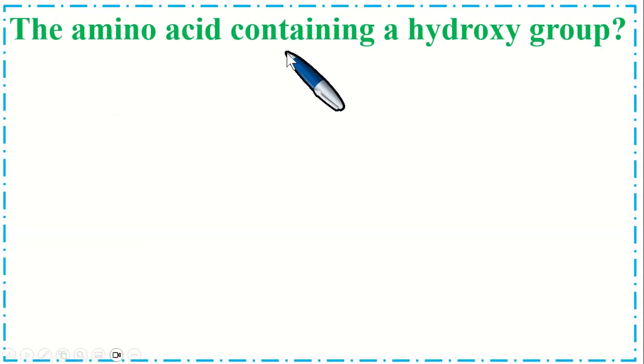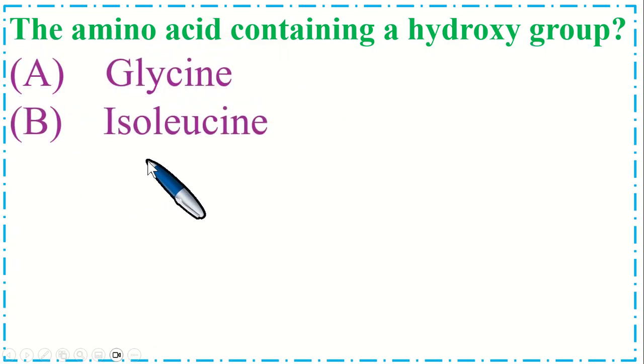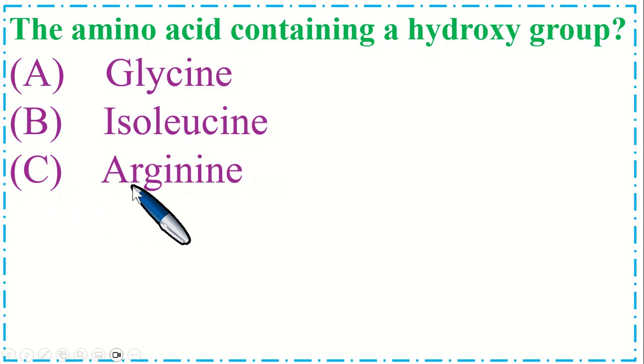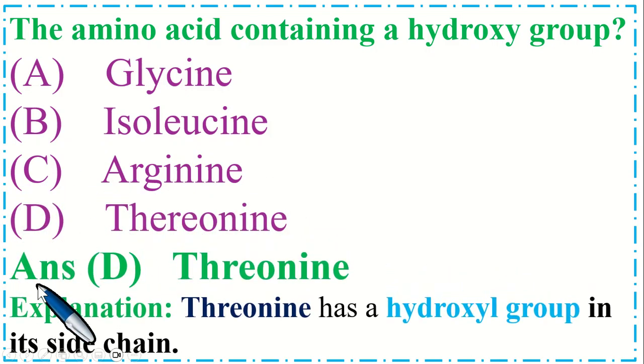The amino acid containing a hydroxy group, option A, glycine, B, isoleucine, C, arginine, and option D, threonine. So the correct option is D, threonine. Threonine has a hydroxyl group in its side chain.